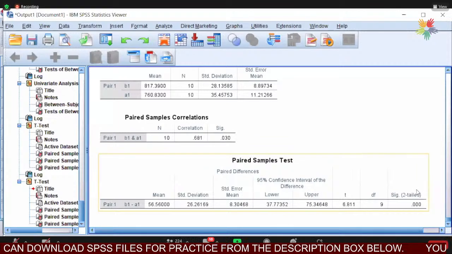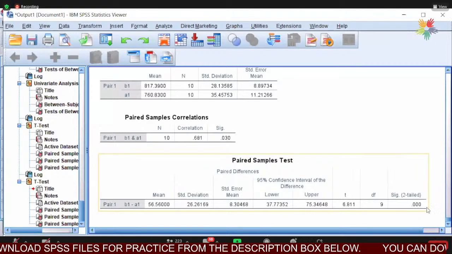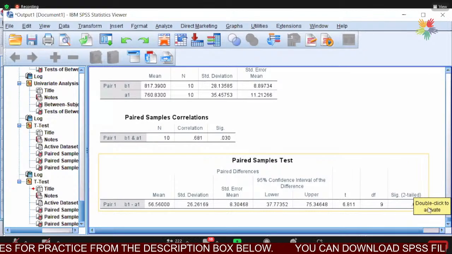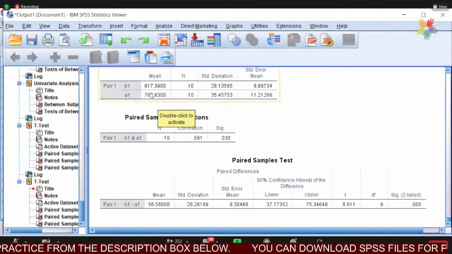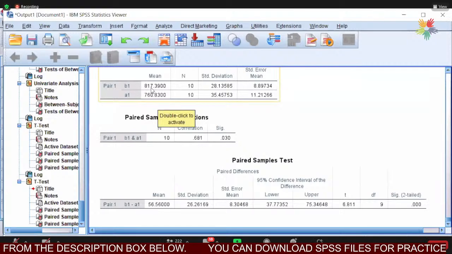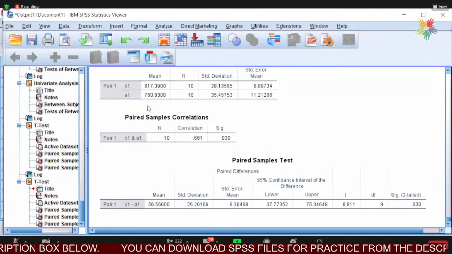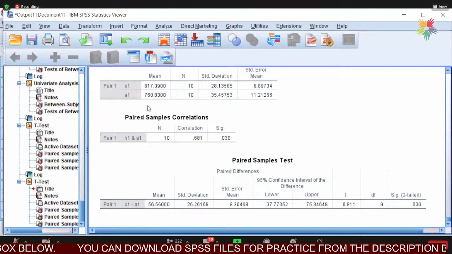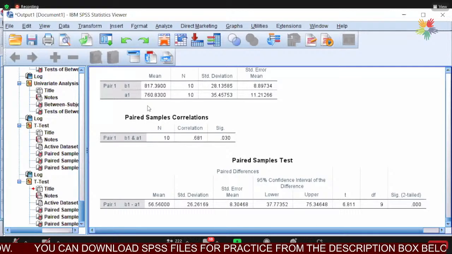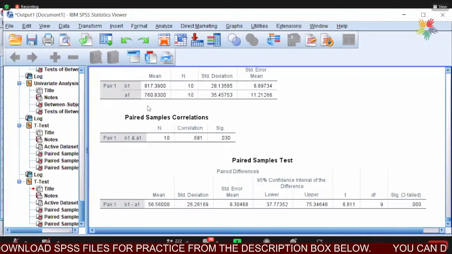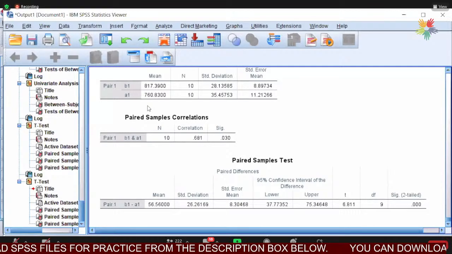Now here there is a significant reduction, a significant change in the mean. That is what 0.00 shows. How has it changed? Before, the mean is 817; after, the mean is 760. So the price has come down, and probably the result may not be good. So this is the paired sample t test. Very, very simple test.